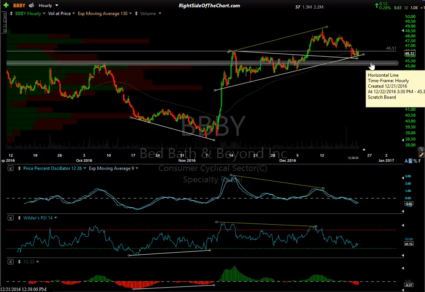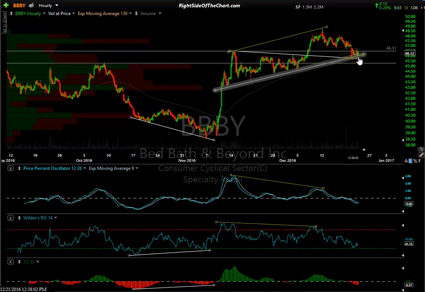But there's another support level there. And you really want to see it kind of hold in this area. If it goes much lower than that, it's not going to be good. And we'll probably have taken the stop out. I think the stop might be at 45 if I'm not mistaken on that one.